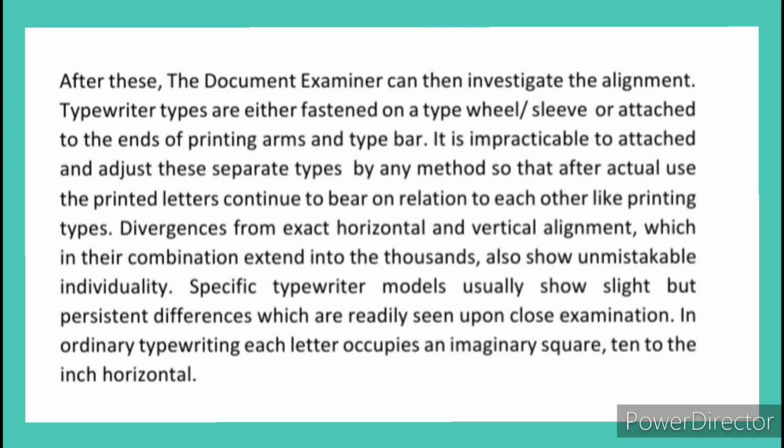Typewriter types are either fastened on a type wheel sleeve or attached to the ends of printing arms or type bars. It is impracticable to attach and adjust these separate types by any method so that after actual use, the printed letters continue to bear in relation to each other like printing types. Divergences from exact horizontal and vertical alignment, which in their combination extend into the thousands, also show unmistakable individuality. Specific typewriter models usually show slight but persistent differences which are readily seen upon close examination.